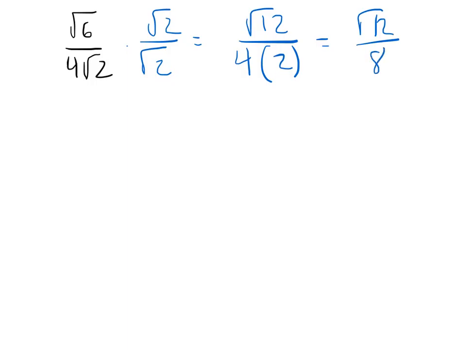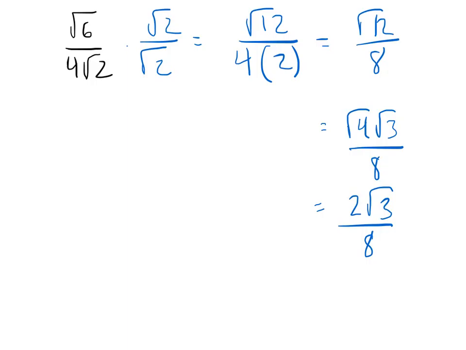Now, this one we can simplify even more, because this root 12 right here is the same thing as the square root of 4 times the square root of 3 over 8, and we know the square root of 4 is just 2, so 2 root 3 over 8. As I'm doing that, remember I'm just simplifying my root 12. Root 12 simplifies to root 4 times root 3, and I know the square root of 4 is the same thing as 2. So that's how I got 2 root 3 from root 12.